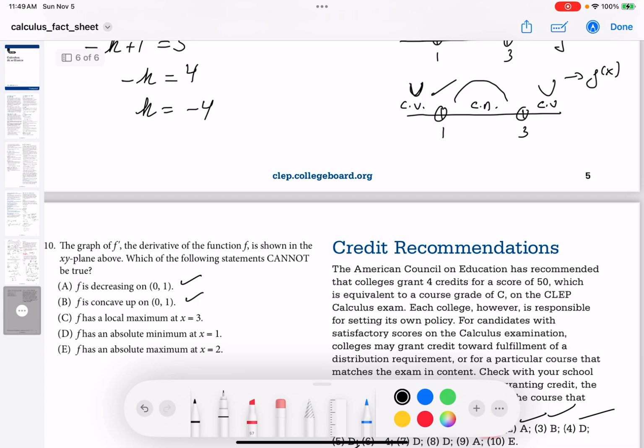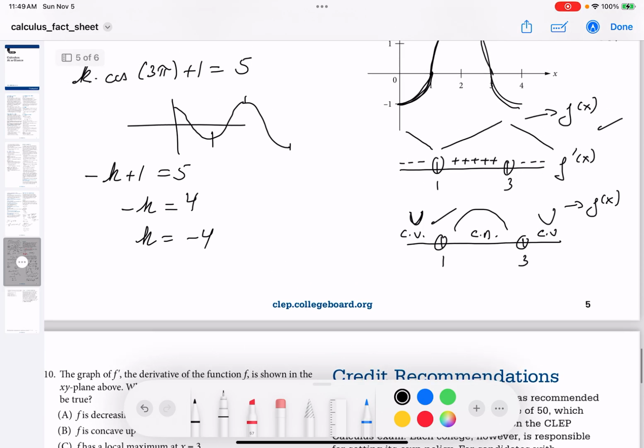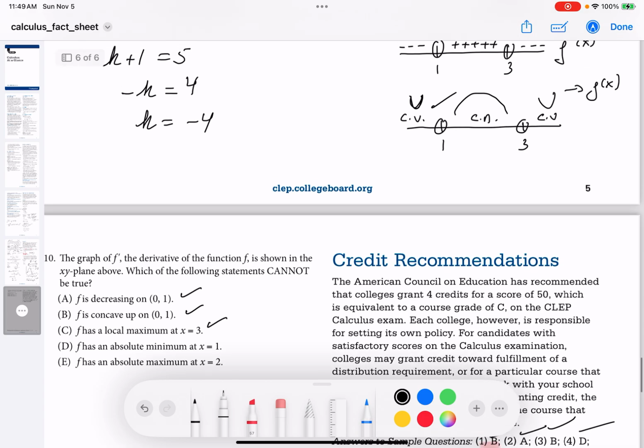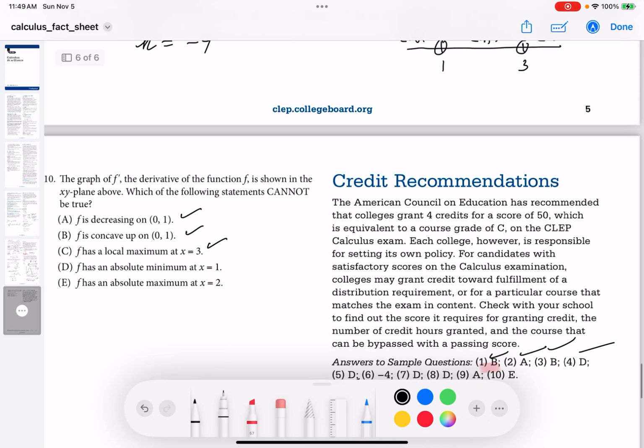Now, it says f has a local maximum at x equals 3. Well, let's see if that's possible. Well, you know what? I'm seeing that over there. That's certainly possible. Looks like a maximum. Now, D says f has an absolute minimum at 1. Well, that's possible, too, because this looks like a minimum over here. So I can say that's possible.